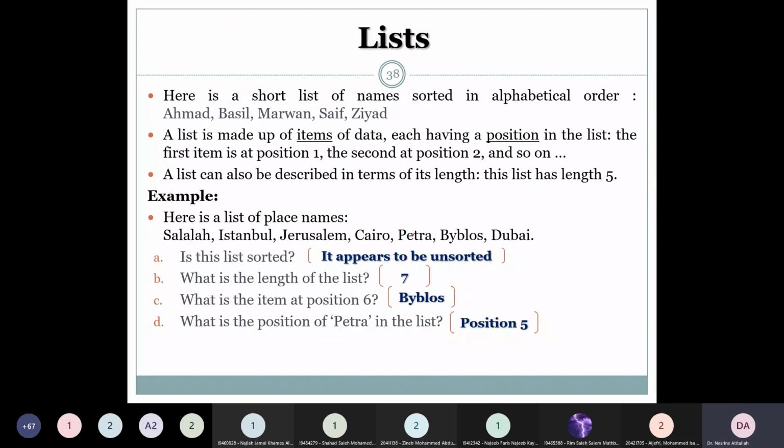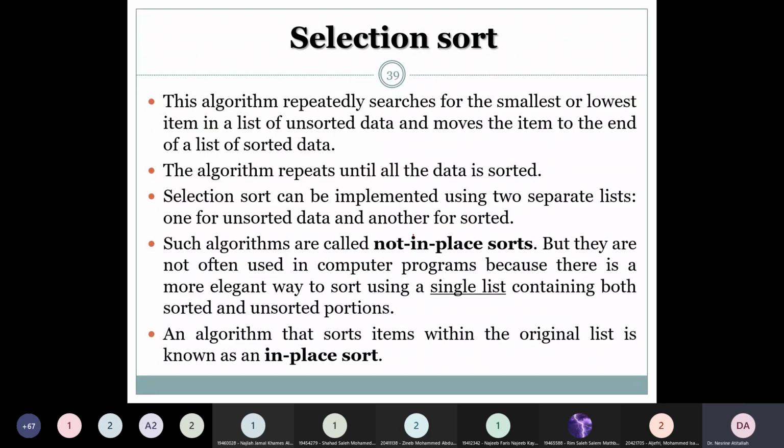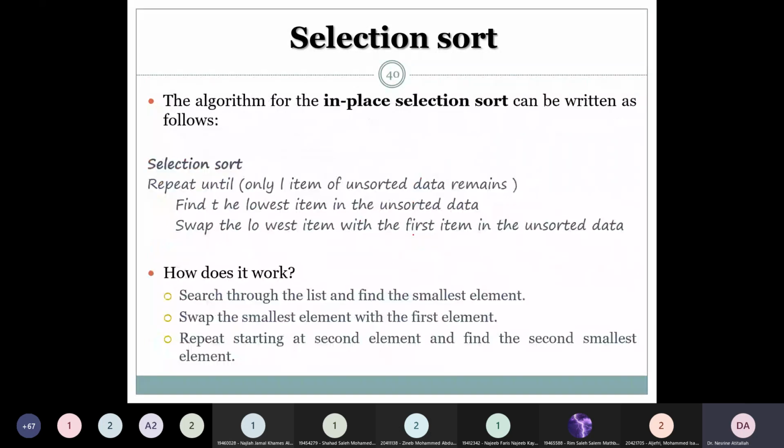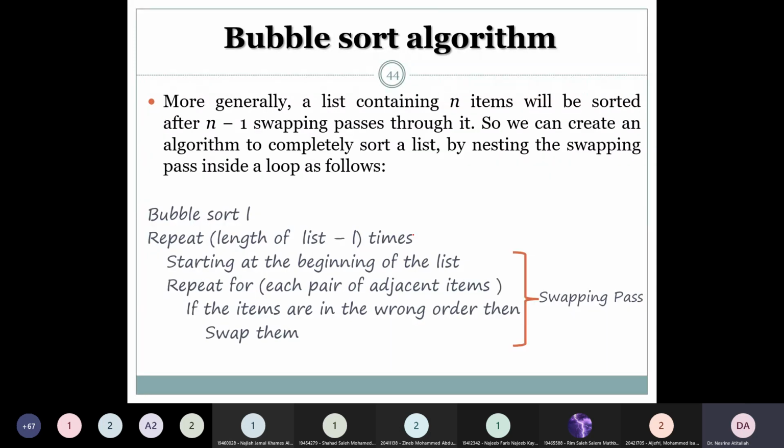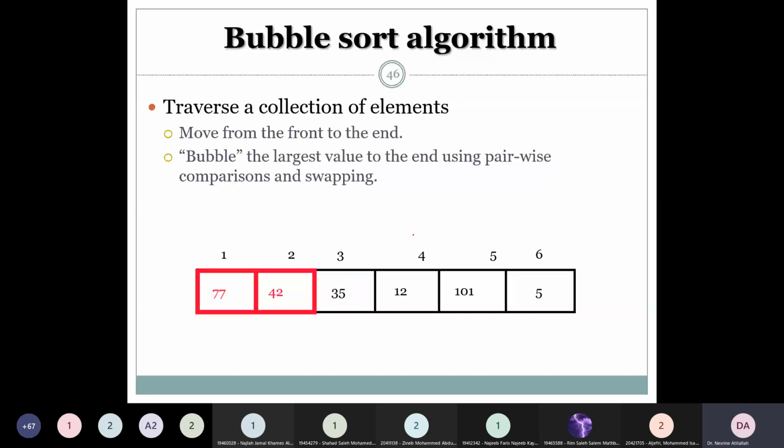And when we sort, we will have sorted it. So, selection sort now. There are many types of sort: selection sort, bubble sort, and merge sort. We will see all these types of sort. Let's begin with the selection sort.